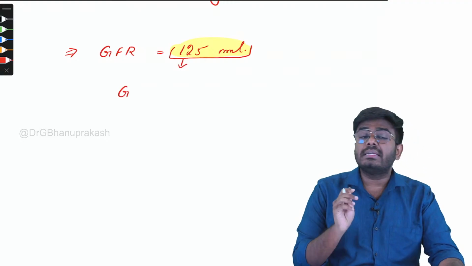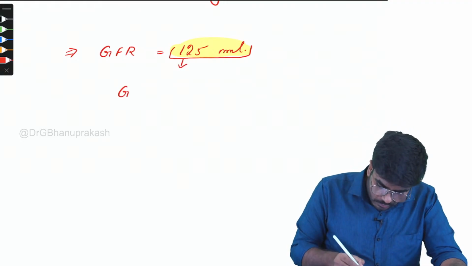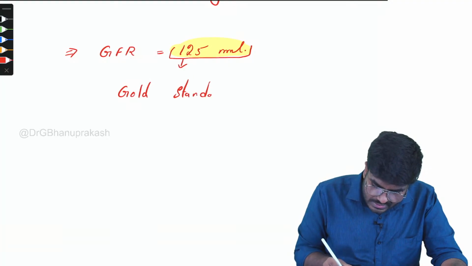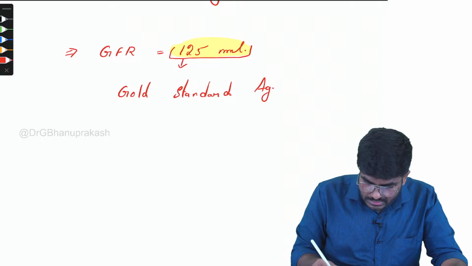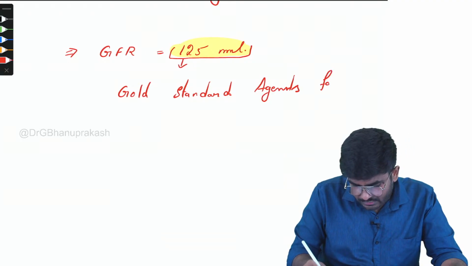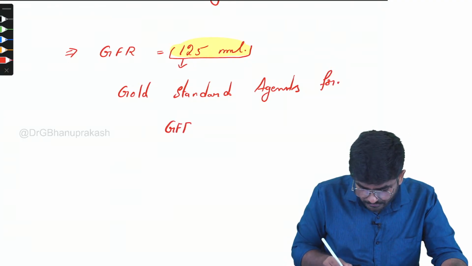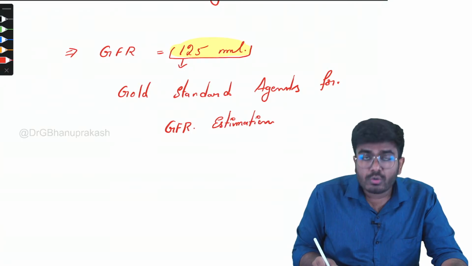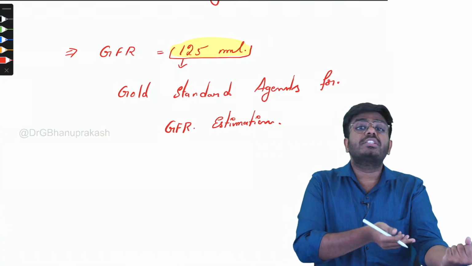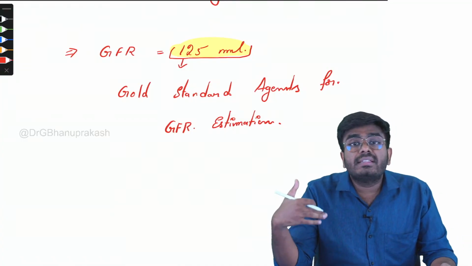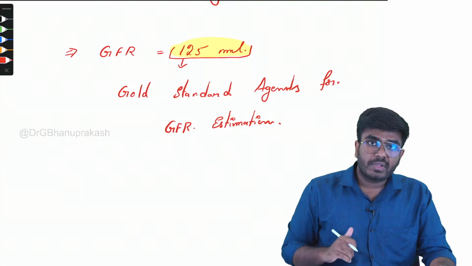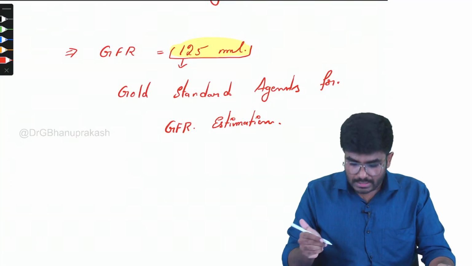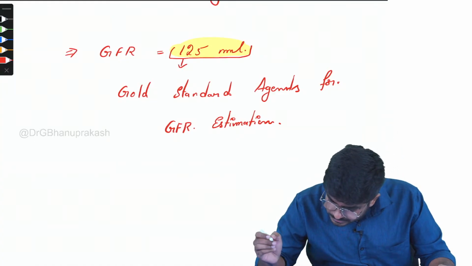Now, what is the gold standard agent? Please take down. These are the single-liner points which you need to know all the time. Okay, what are the gold standard agents? Gold standard agents for GFR estimation. Anyone knows? See, by injecting a substance into the blood, we can calculate the GFR. How much is the GFR of the patient? There are three important substances, out of which one is considered the gold standard.